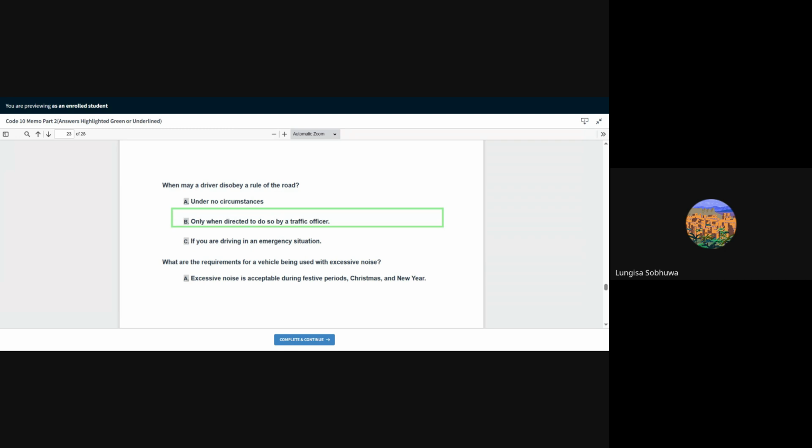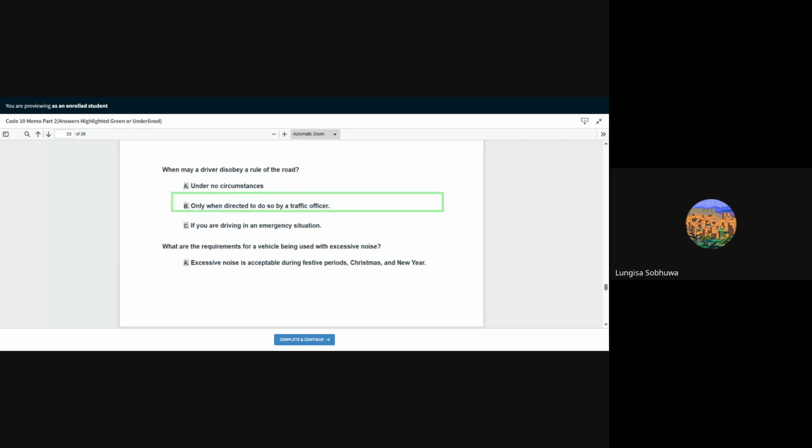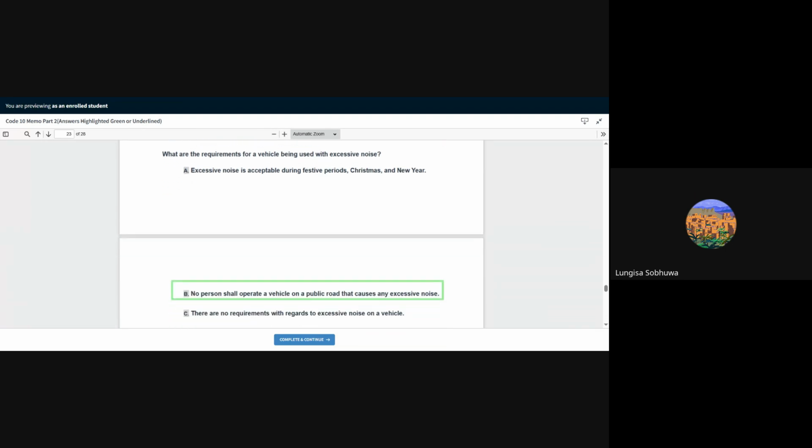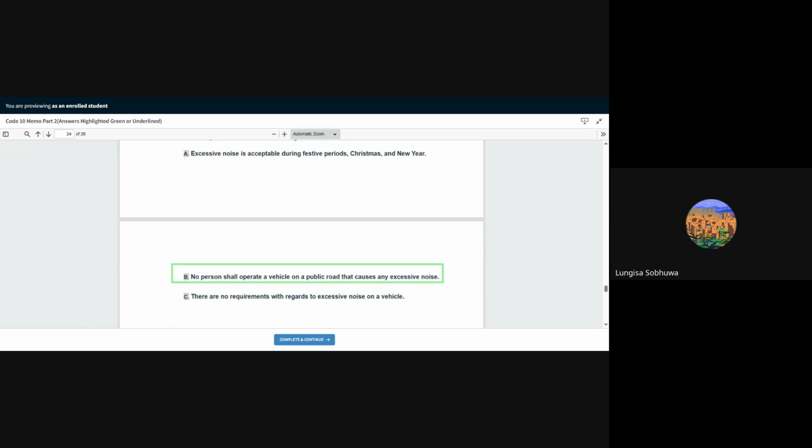Okay, let's keep going. And next question, what are the requirements for a vehicle being used with excessive noise? So the correct answer in this case is B. No person shall operate a vehicle on a public road that causes excessive noise.